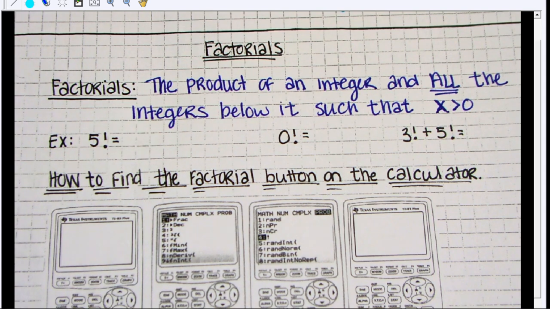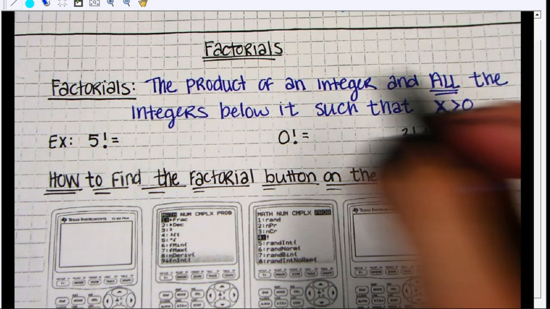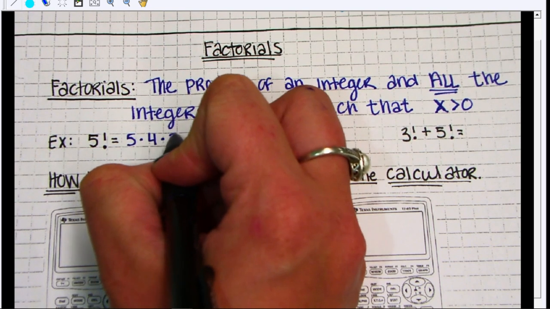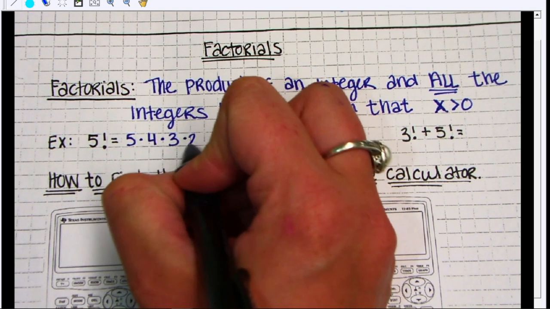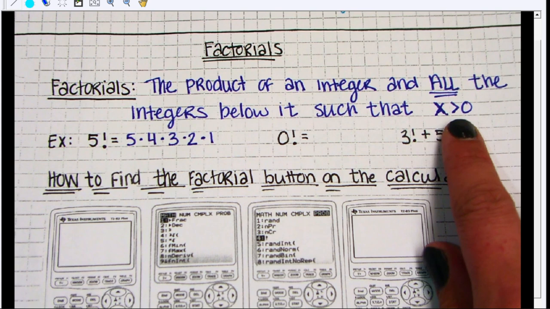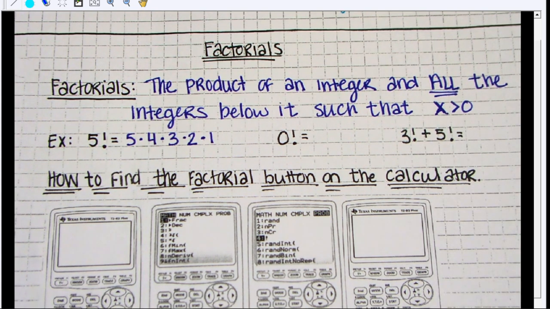Okay, so 5 factorial is not me screaming 5 at you. It just means 5 times 4 times 3 times 2 times 1. So x has to be greater than 0, so the number in front of the factorial, you just stop at 1.